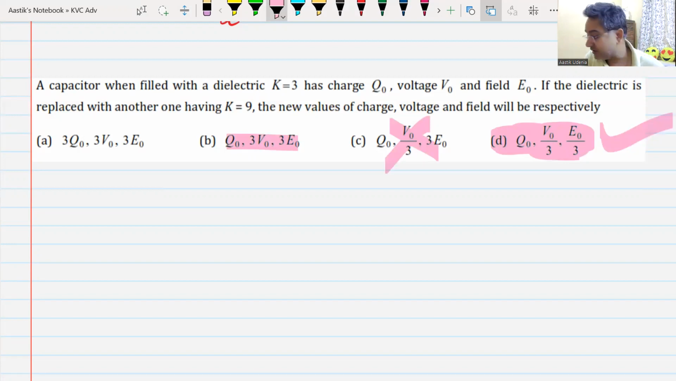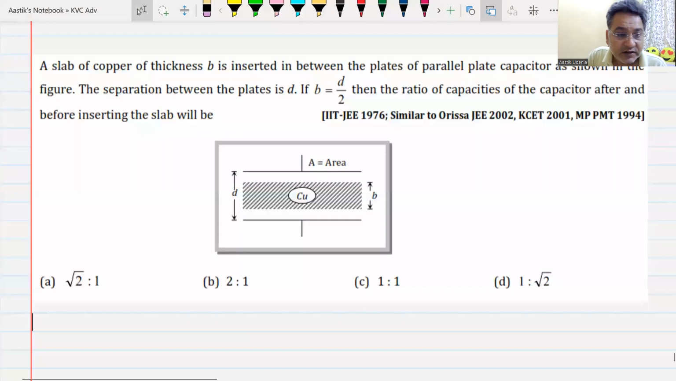Next question. Give me the answer first. A copper slab of thickness B is inserted between the plates of a parallel plate capacitor as shown in the figure. The separation between the plates is D. If B is equal to D by 2, then the ratio of capacities of the capacitor after and before inserting the slab is how much?